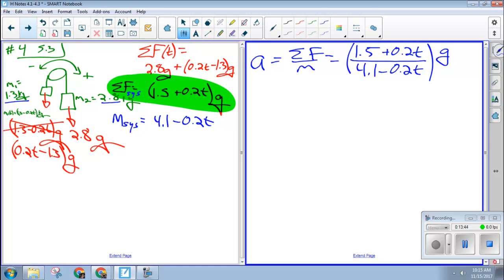So how do you find the rate at which something changes, you guys? Take a derivative, right? So that's going to be my next step. So the question wants to know what that is.